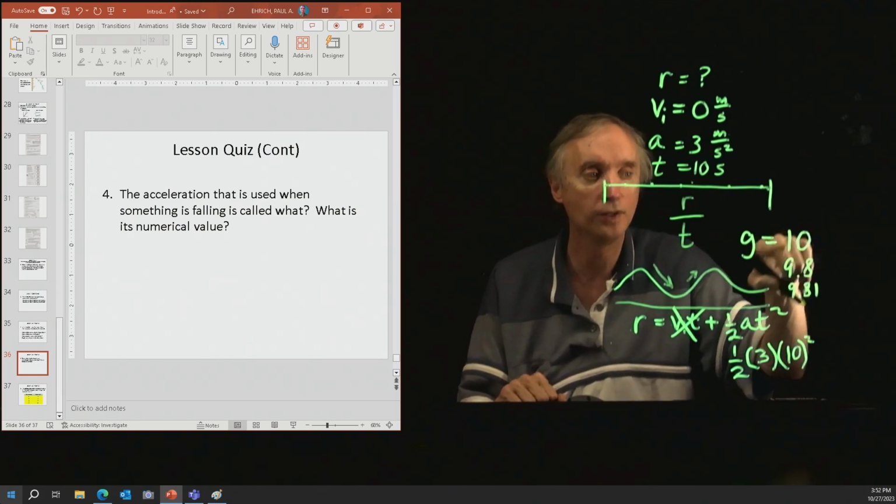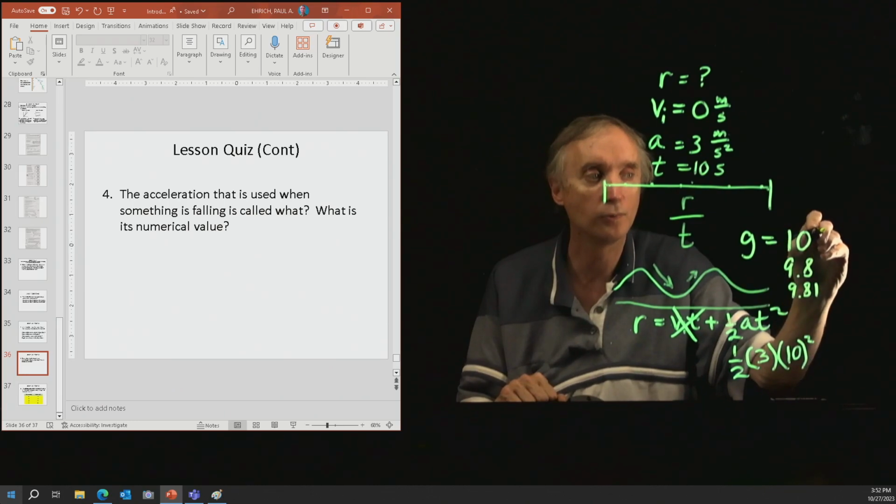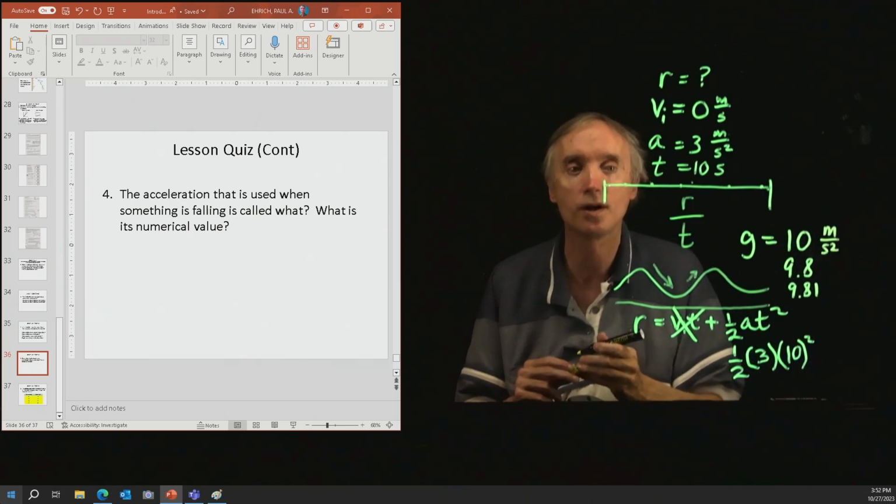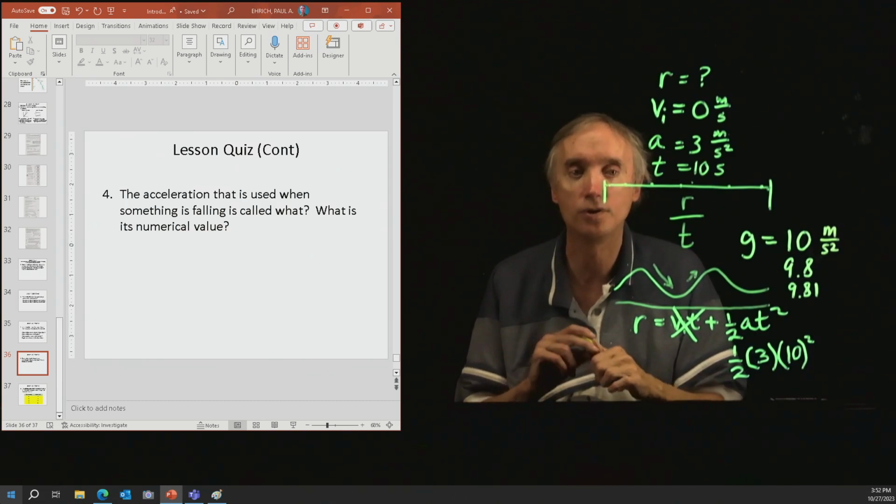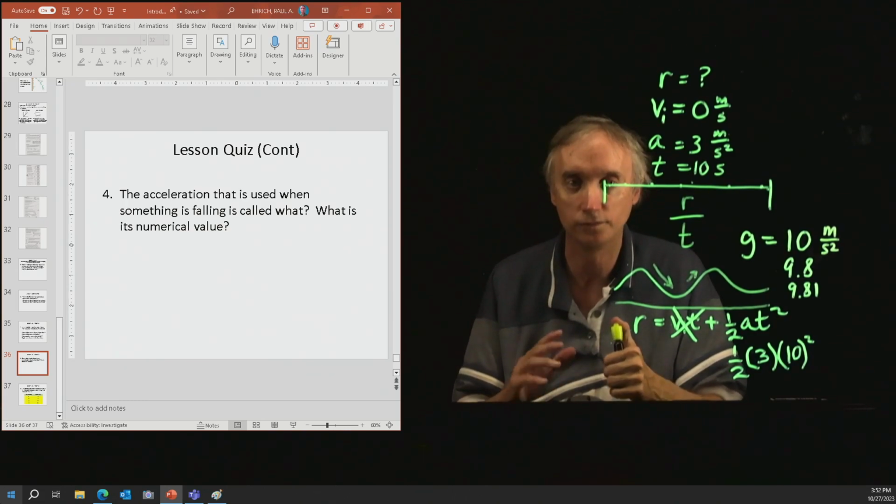And then don't leave it like that. Remember, we need to put meters per second squared. So don't just write down numbers. You should always put the units when you get done with it.